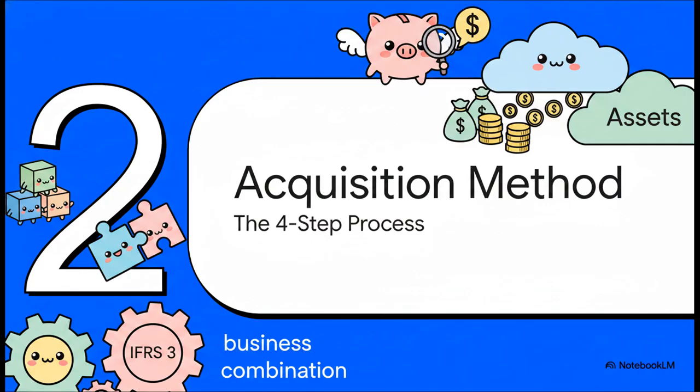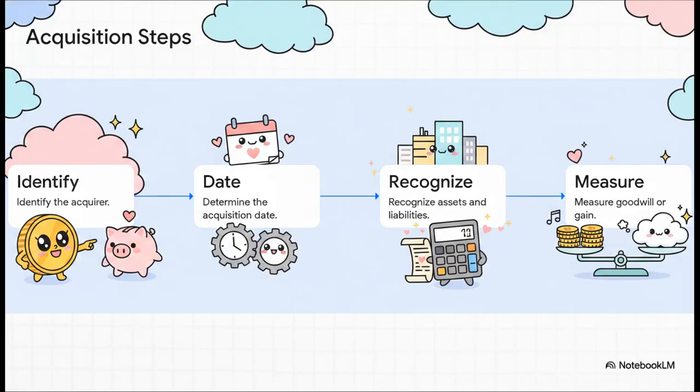Which brings us to Section 2, the acquisition method. This method gives us a highly logical, chronological, 4-step roadmap that literally every single deal must follow. IFRS 3 mandates that all business combinations be accounted for using this specific acquisition method. No exceptions, no old-school pooling of interests. We have to identify exactly who is buying, exactly when control shifts, what is being bought, and the premium paid. So, let's look at those first 2 steps.